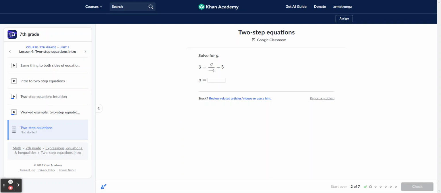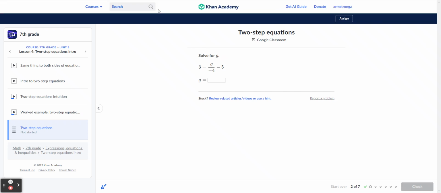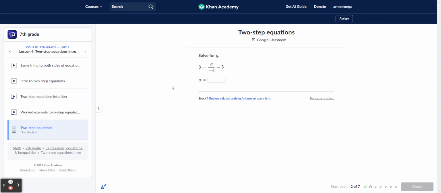Everyone, so if this is your first time looking at Khan Academy, there are a couple tools that you need to know about. So first of all, you should be in this two-step equations practice problem set. Remember that there are these videos that you should have already watched and worked through, the two-step equations intuition and this worked example. You should have had paper out and be doing that.